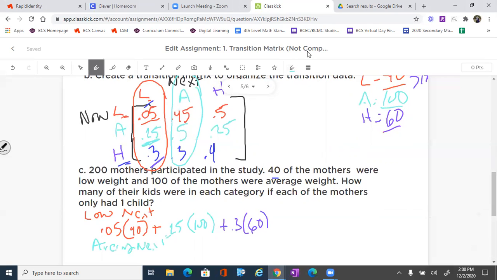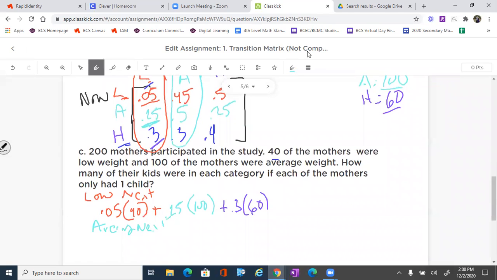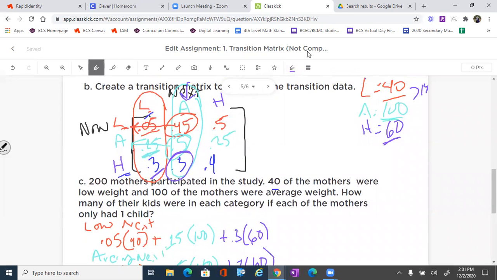Okay, and I'm going to follow that same exact pattern. You notice that it comes out, so I have 45% of the low. So 45% of 40. Plus, I'm going to add in 50% of the average. There's 100 of those, so 0.5 times 100. Plus, I'm going to add in 30% of the 60. And that would tell us the average for next.